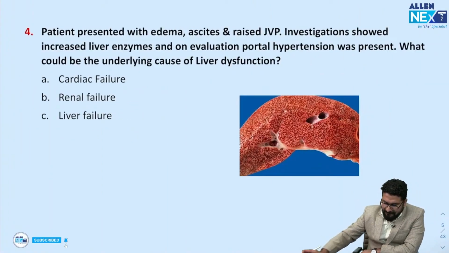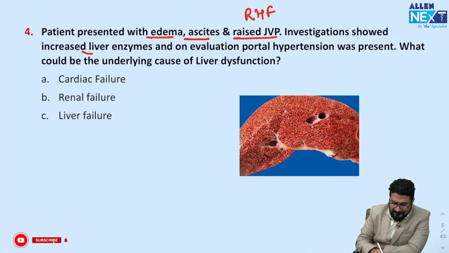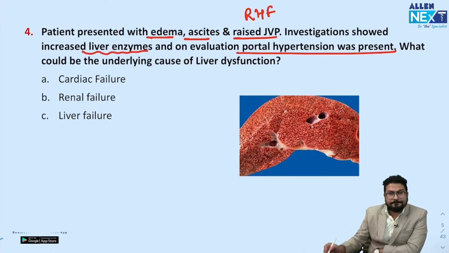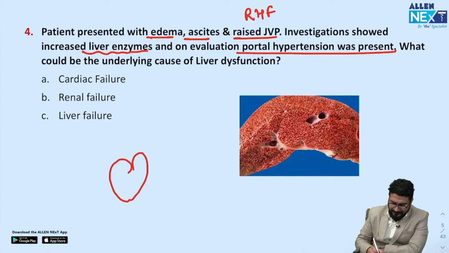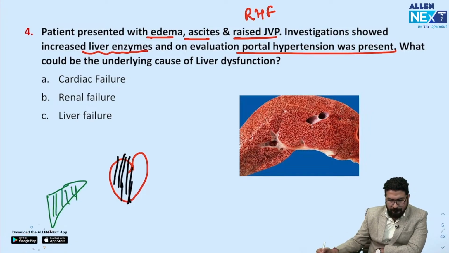Okay, coming to the fourth one. A patient presents with edema, ascites and raised JVP. These are all features of right heart failure. There are increased liver enzymes. On evaluation, portal hypertension was present. Means there is damage to the right side of the heart, and portal hypertension means there is congestion in the liver. So what do we call this?